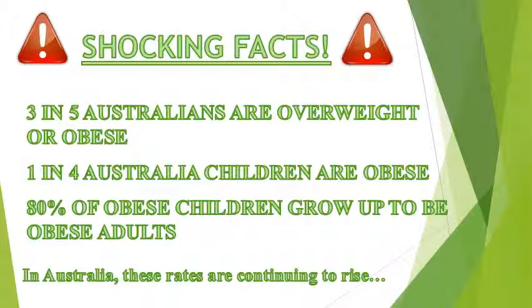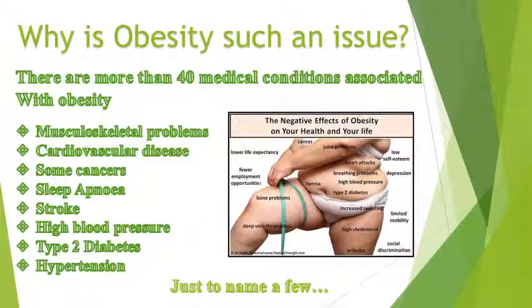But why, however, is obesity such an issue? The health problems and consequences of obesity are many and varied. There are more than 40 medical conditions that are associated with obesity. This includes musculoskeletal problems, cardiovascular disease, some cancers, sleep apnea, stroke, high blood pressure, type 2 diabetes, and hypertension, just to name a few. Many of these conditions, however, are preventable through an active lifestyle.